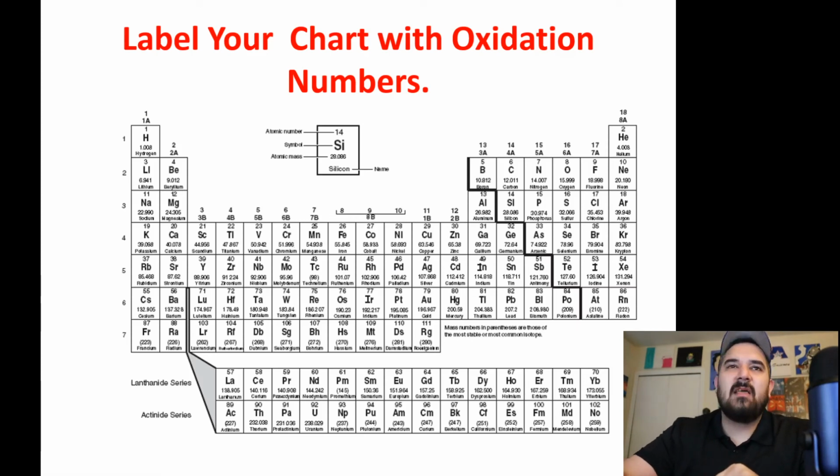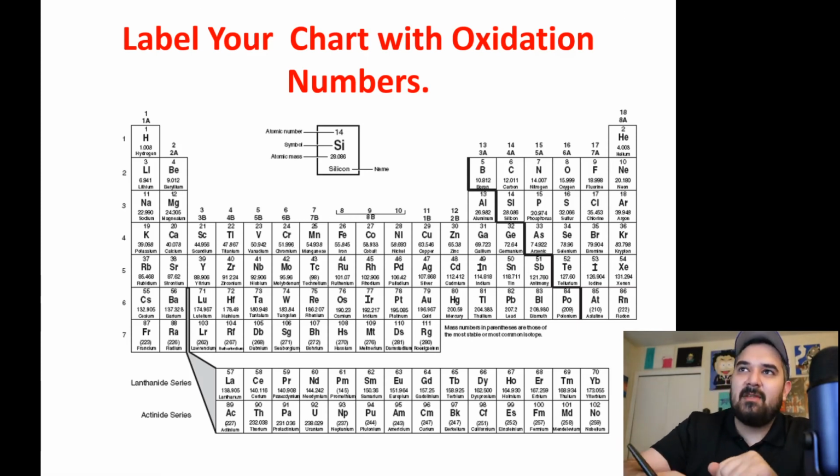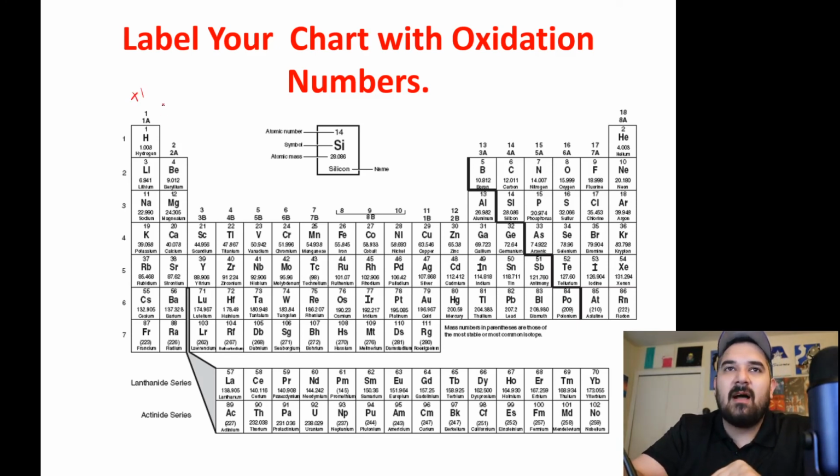All right, so it wants us to label oxidation. We did this last time, but I'm going to do it again. So everything in group 1 is going to have a +1 oxidation or a +1 charge. Group 2 is going to be +2. Group 13 is going to be +3. Group 14 is going to be plus or minus 4. And then here we're at -3, -2, -1. And then here we have 0, which means they have 8 electrons in their outermost shell. They have no charge.